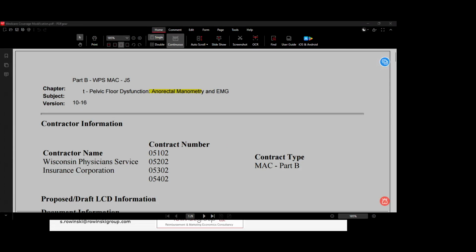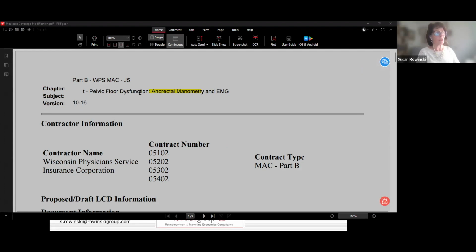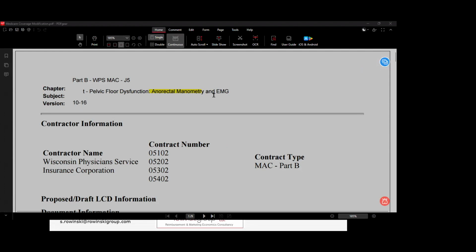Hold up, everyone. The PDF did come up, and it says... you can see pelvic floor dysfunction, anorectal manometry. Yes. Okay, super. Thank you.